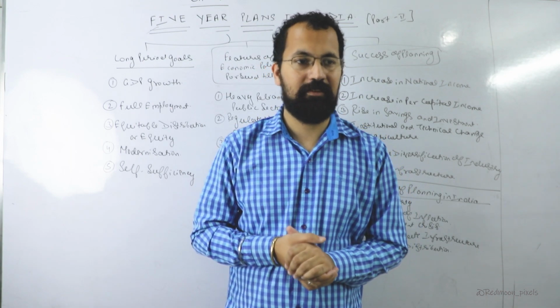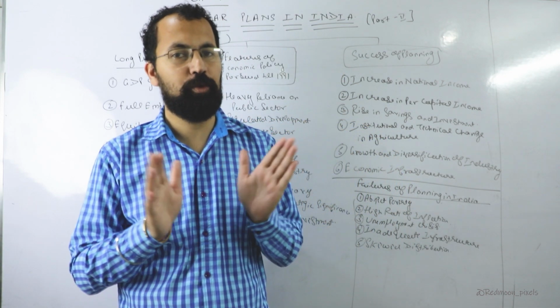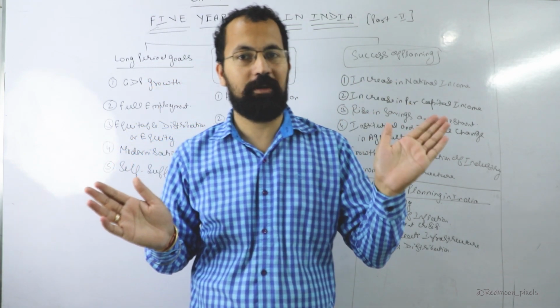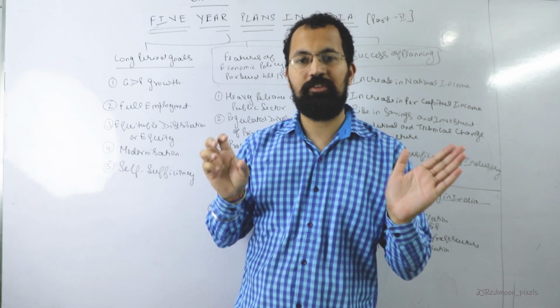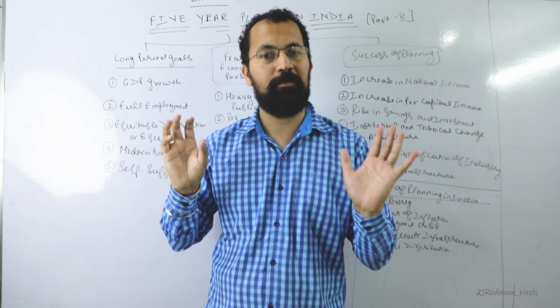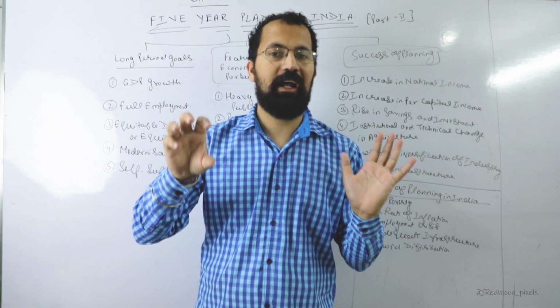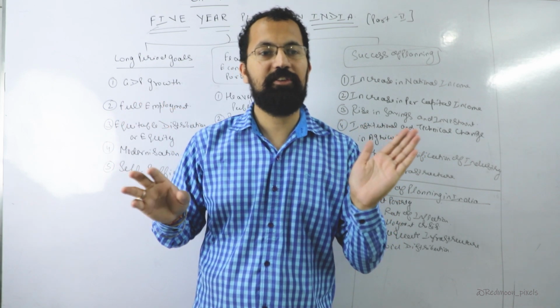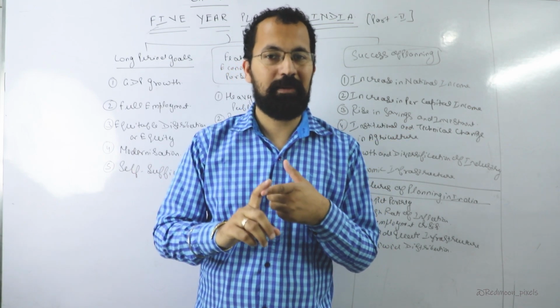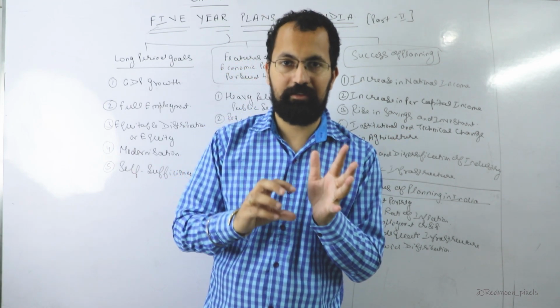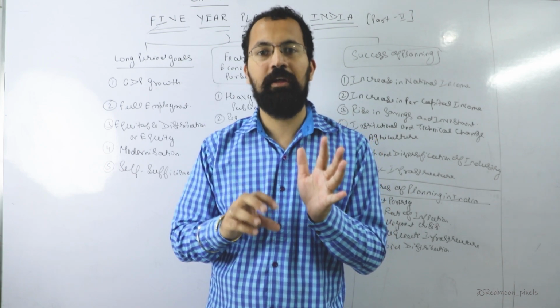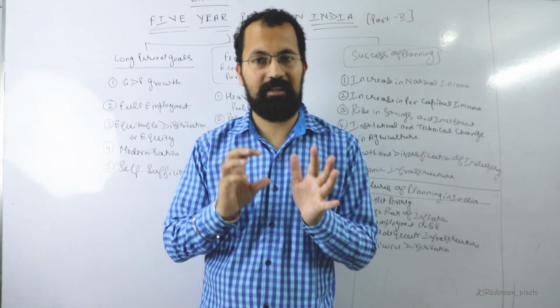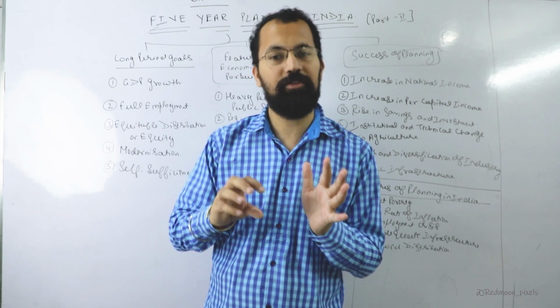Now the next thing is, it can be classified into two parts. One is long term plans, one is short term plans. Long term plan means common objective for every 5-year plan. And what does short term plan mean? Short term plan means the plans formulated for achievement of long term goals.